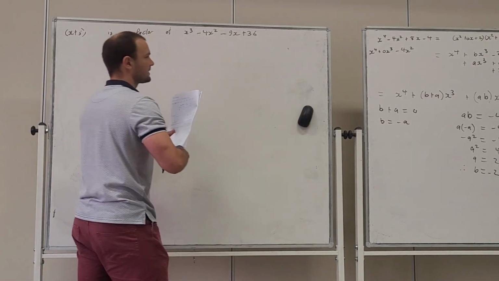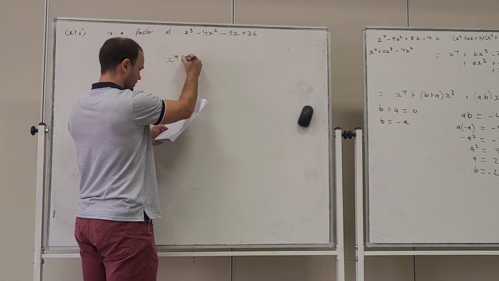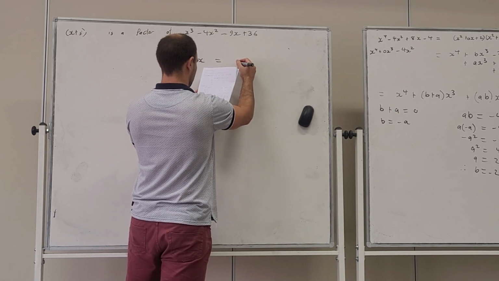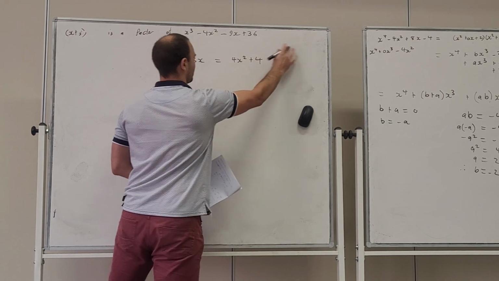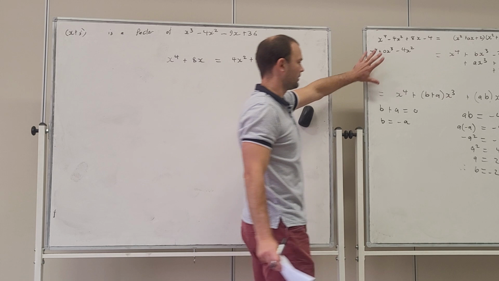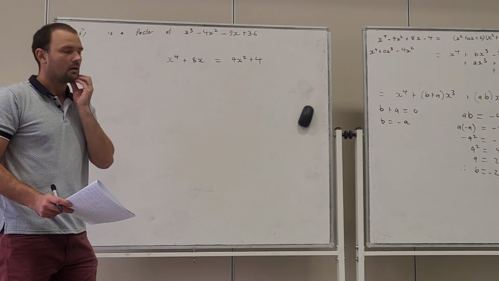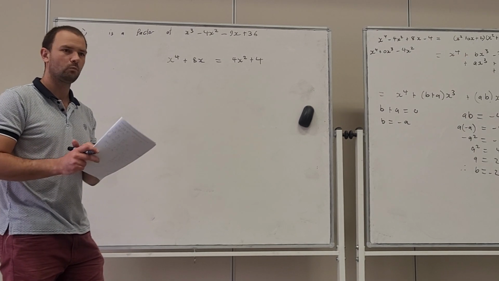So we've got to make some link between this equation, x to the 4 plus 8x equals 4x squared plus 4, and what we were just up to over here, finding the values of a and b. The clue there is that it says hence. Whenever it says hence, it means using what you just did.